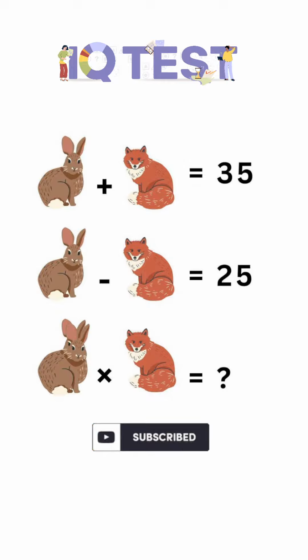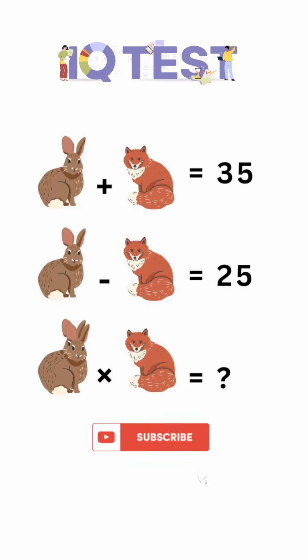Okay, so we have here 1 rabbit, so let the rabbit be X, then the fox, let it be Y. So the rabbit plus the fox is equal to 35. Now the rabbit minus the fox is equal to 25. So we can really represent everything here as X plus Y is equal to 35, then X minus Y is equal to 25. So we have 2 equations.